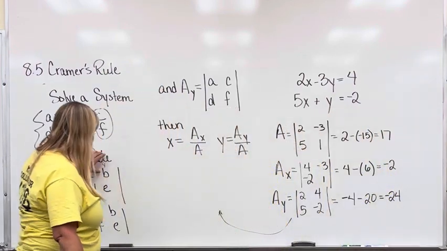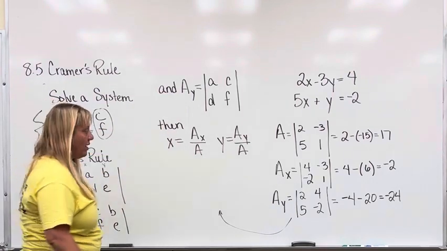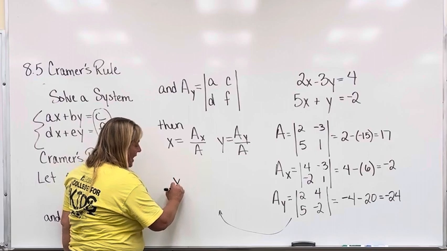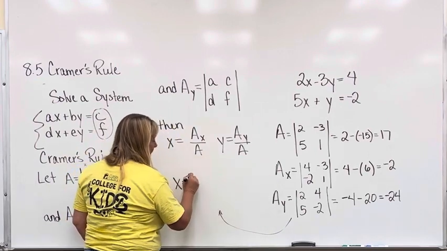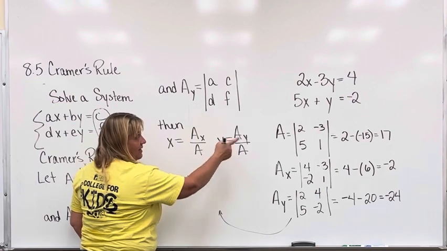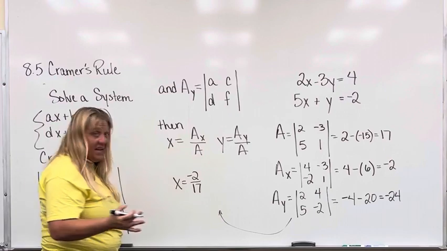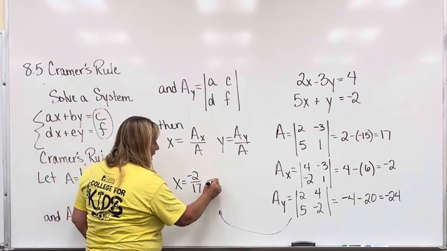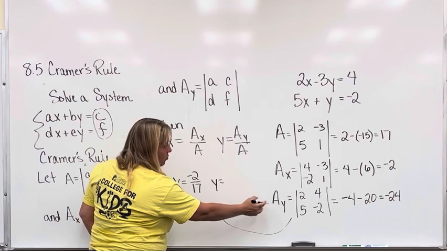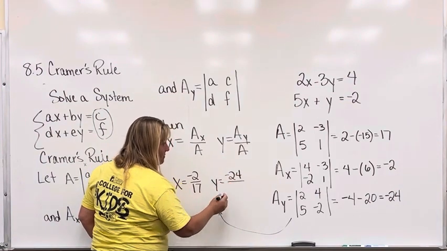So we found these 3 determinants, not so hard. Now we're going to make our fractions. So to find x, x is going to be a sub x, -2, divided by a, which is 17. That's an ugly fraction, okay? But we found it. Now y is going to be a sub y, which is -24, divided by 17.